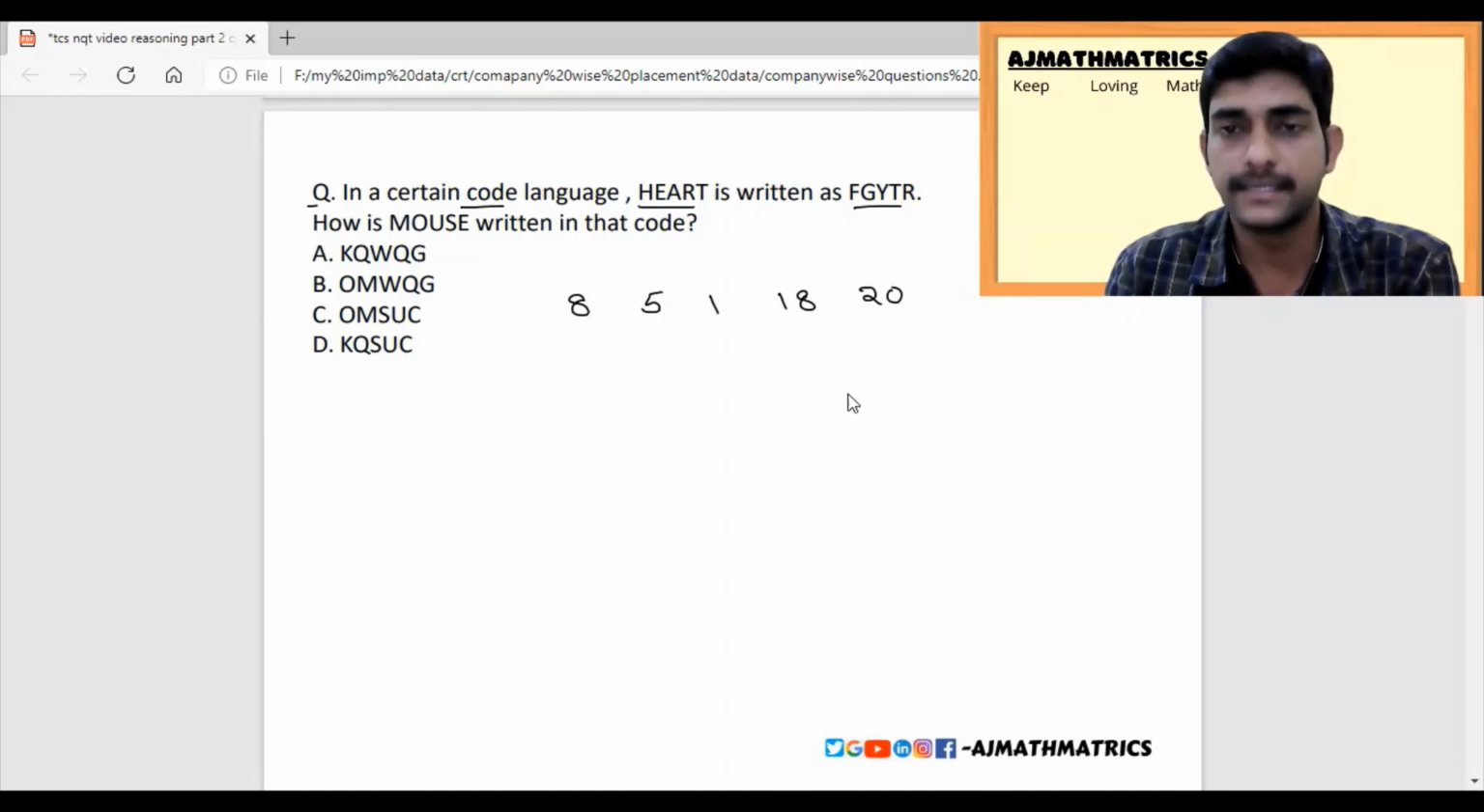Now, in a certain code, this is written as FGYTR. F letter number is 6, G letter number is 7, Y letter number is 25, and T letter number is 20, and R letter number is 18. See how easy it is when you are going with the numbers. So 8 becomes 6, which is minus 2. 5 becomes 7, which is plus 2. 1 becomes 25, so this is a little complicated. We'll go with that. 18 becomes 20, plus 2. 20 becomes 18, minus 2.